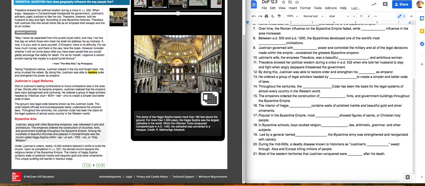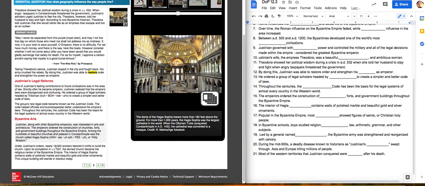You can see the inside of the Hagia Sophia today. It's more than 180 feet above the ground, so just an absolute huge building back in the day. Okay. Hagia Sophia means holy wisdom. Number 16 is in your notes for that one.